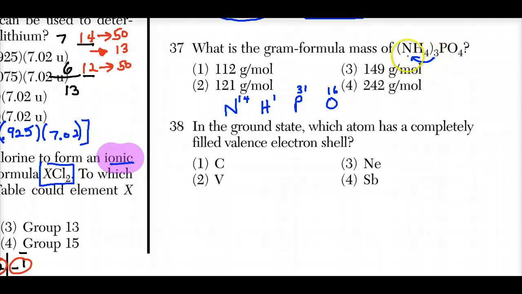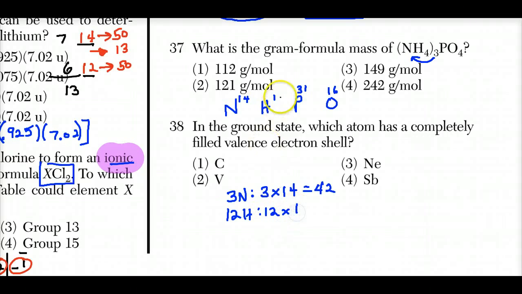Now we have to find out how many of each. If I have 1 mole of this compound, I have 3 moles of N. So 3 N's, 3 times 14 equals 42. Then how many H's? We have 3 times 4, right? Per one of these is 4, but there's 3 in the parentheses, so we have 12 hydrogens. So we take 12 times the atomic mass of hydrogen, which is 1, and that gives us 12.